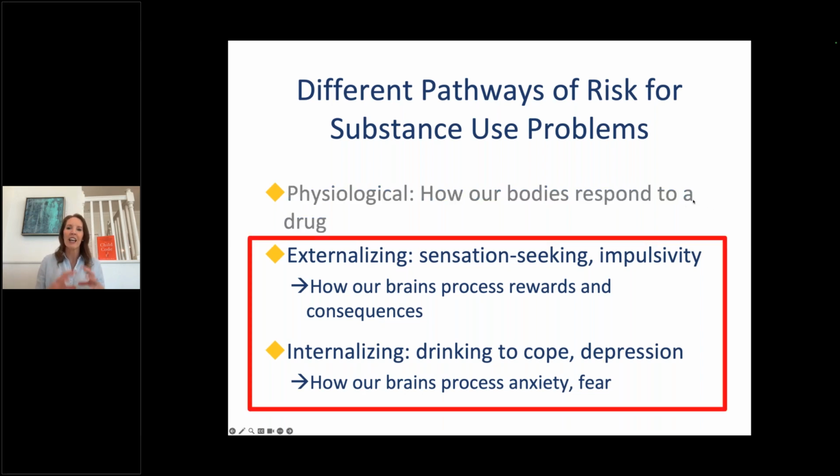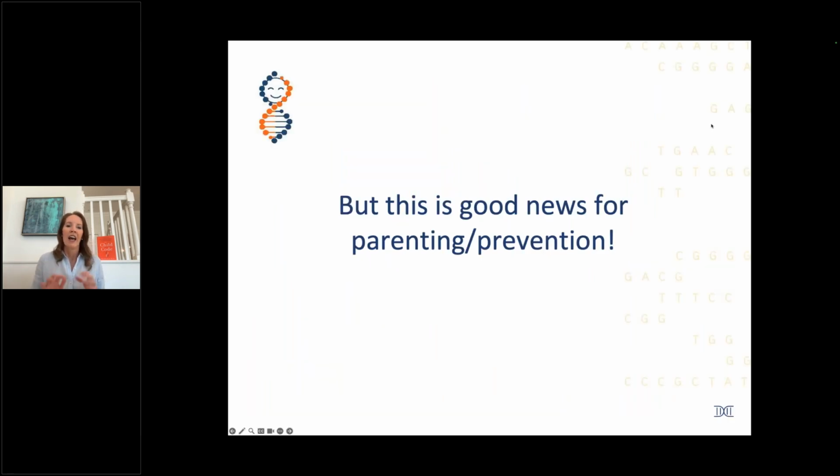So it's actually these two pathways, externalizing and internalizing, the way brains are wired toward impulsivity or toward anxiety, that are the biggest genetically influenced risk factors that impact why some kids are more at risk for developing problems with substances than others. And it might not feel like it right now, but bear with me. This is actually good news for us as parents, and it's good news for prevention.